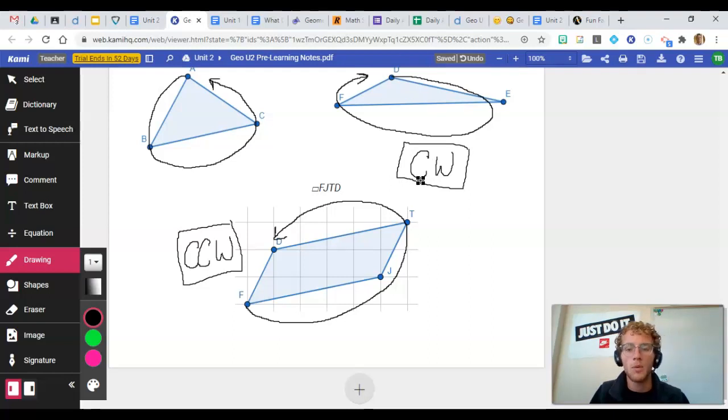So one of the big things that this will be useful for is the reflection transformation. If something's reflected and it initially starts out as clockwise, when it gets reflected, it's going to end up as counterclockwise. You're going to be learning more about that in the Desmos, so stay tuned and keep your eyes and ears open.